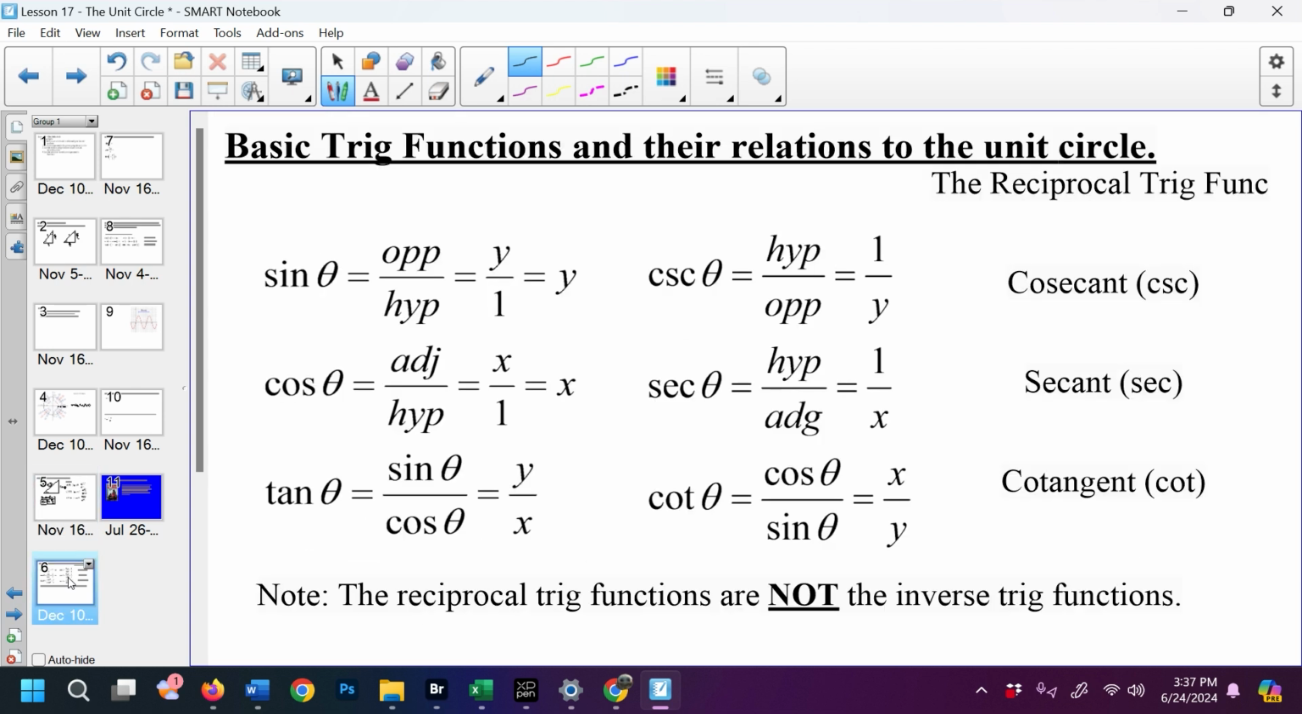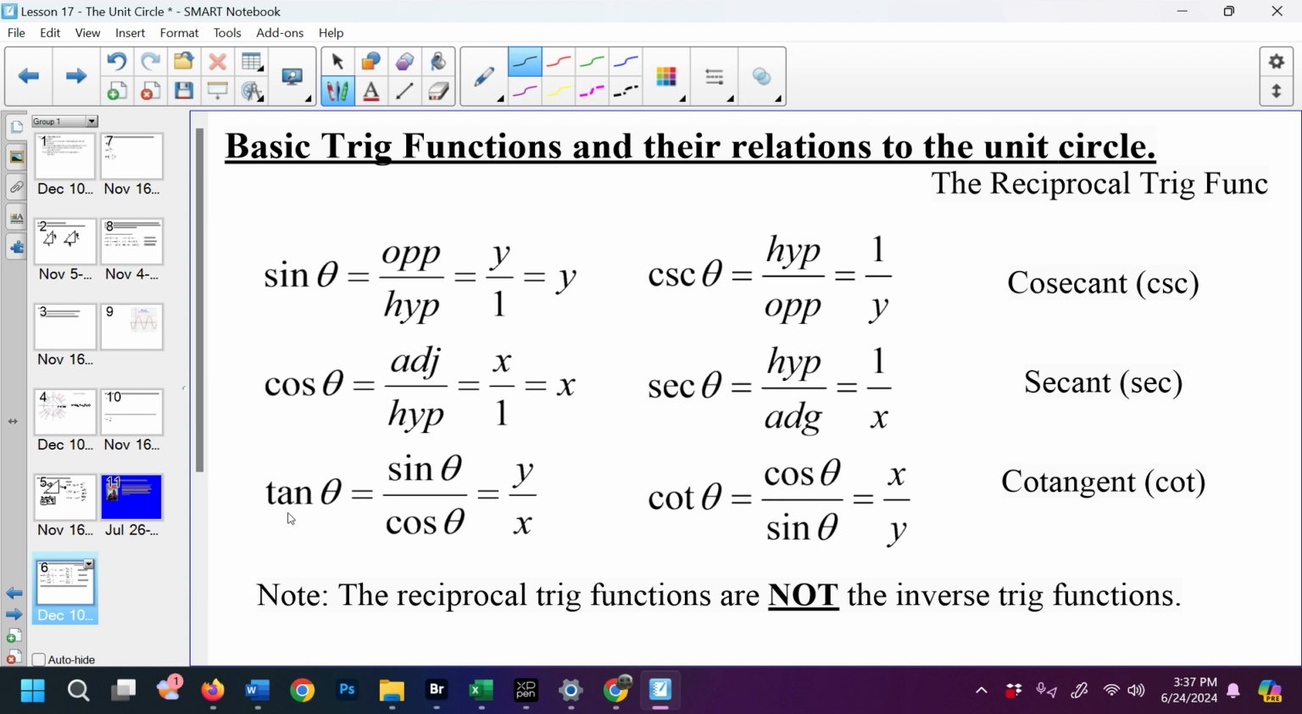Using that, we can further extrapolate expressions for all of the trig functions. We just showed that the sine of theta, the opposite over hypotenuse, would be the y value over 1, which would reduce down to y. The cosine, the adjacent over the hypotenuse: the adjacent side is always going to be the x value. The hypotenuse is always going to be 1. So the cosine will be just the x value.